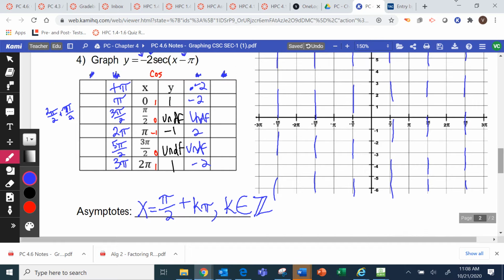All right, and we'll go ahead and graph pi, -2, 2 pi, 2, 3 pi, -2. Continue our pattern. If it's up, it opens up. If it's down, it opens down.